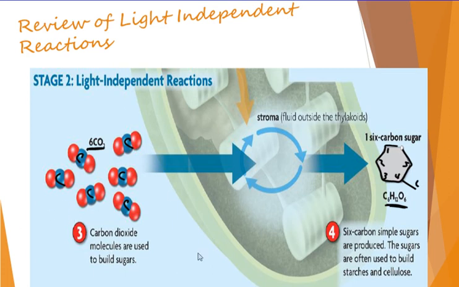All happening in the stroma. There is no chlorophyll in the stroma. It's just where this building is taking place. Since there's no chlorophyll, there's no sunlight. That's why we call it the dark reaction, in addition to the Calvin cycle.